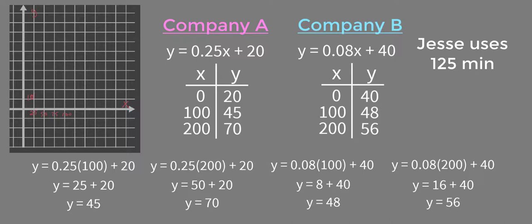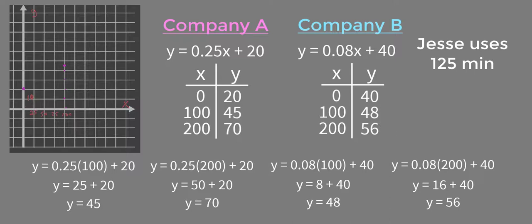So we want to plot our points. Let's plot our points for company A. We have (0, 20). With 100, so 100 is over here, we have 45, so we'll go to 100, and 10, 20, 30, 40, 45.